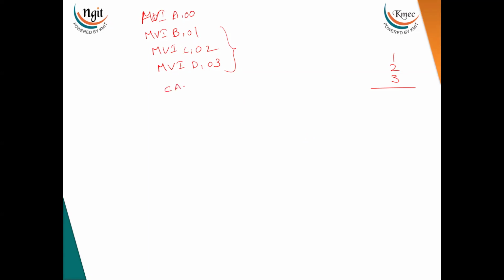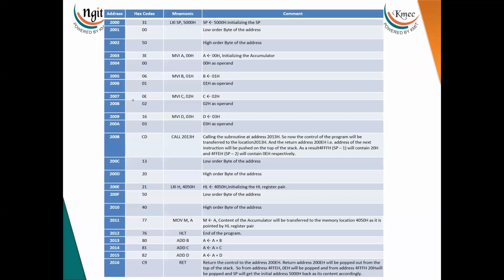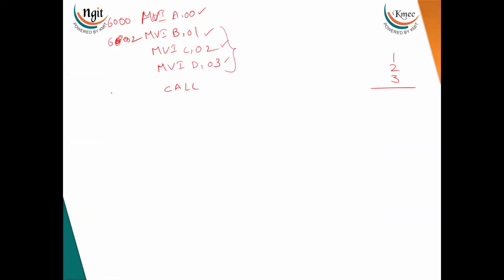Now here I'll use the call instruction. Now where to jump? If I'm writing the program at 6000, these are 2-byte instructions, so every instruction occupies two locations. So 6000, next 6002, next 6004, 6006, now 6008. But call, and I'm giving the address here. Call, after that I'm giving the 16-bit address. It is a 3-byte instruction. So 9 and A, it occupies three locations.